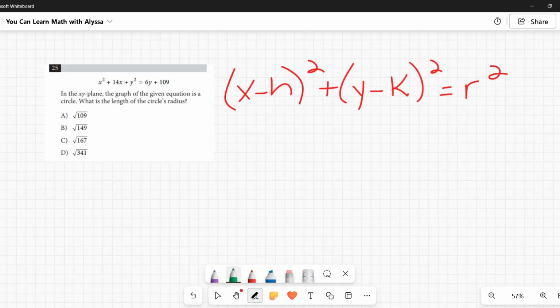Yeah. Go completing the square. So to complete the square, I'm going to tell you the process, and I'm going to lightly reference why it works, but I'm not going to go into detail on how it works. I have other videos on that.